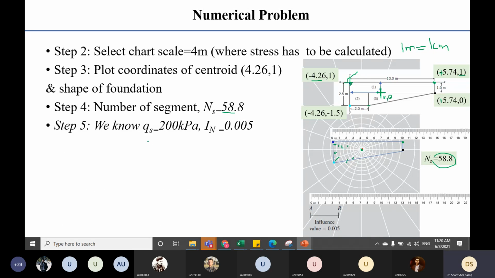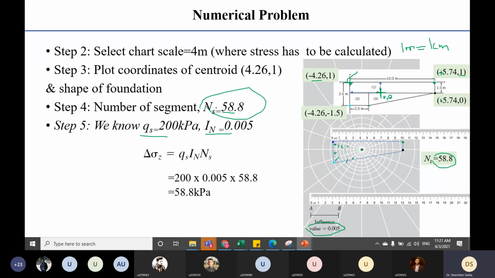Now you are given QS, you know the influence value from this chart, IN, which is known to you. You calculated NS, so it means the added vertical stress delta sigma z will be equal to QS multiplied by IN multiplied by NS. So this is how you will calculate that the stress below 3 meter will be approximately 58.8 kPa. Any question related to this problem, how it was solved?